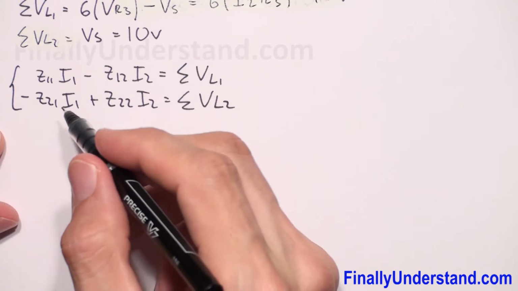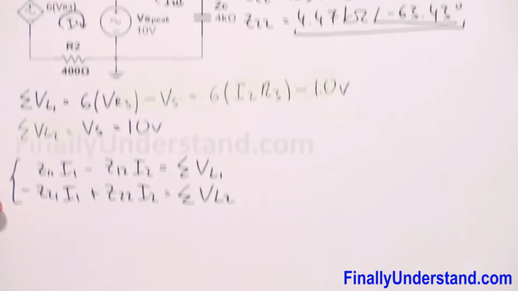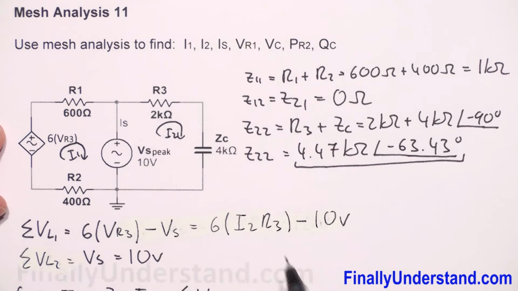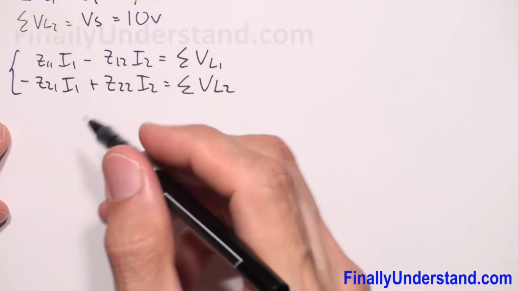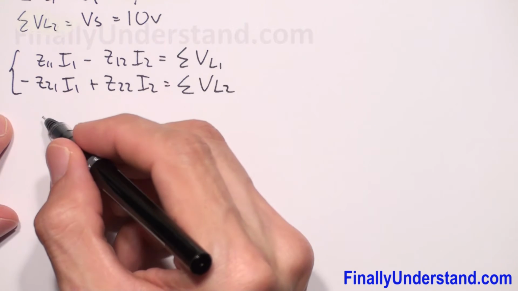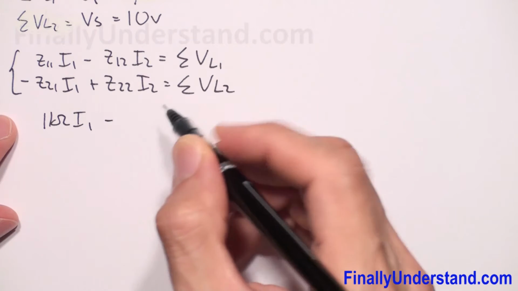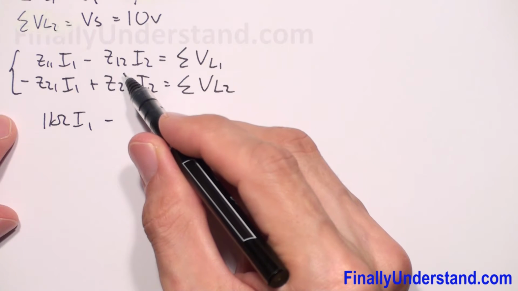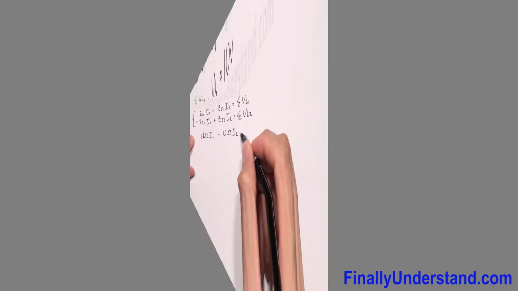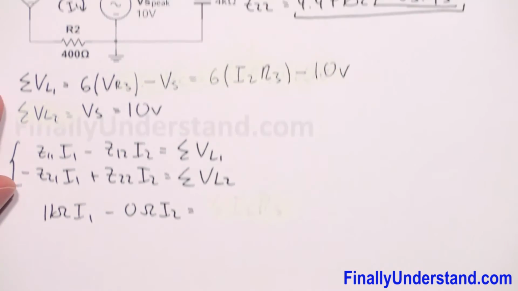So let's substitute the variables with the numbers. Z11 we found is equal to 1 kilo ohm, we have Z12 over here, we have Z22, and we have the sum of the voltages, so let's plug them into the formula. So Z11 is equal to 1 kilo ohm, and I have I1 minus Z12, which is equal to 0, so I'm going to have 0 ohms times I2, and this is equal to 6 times I2 R3.